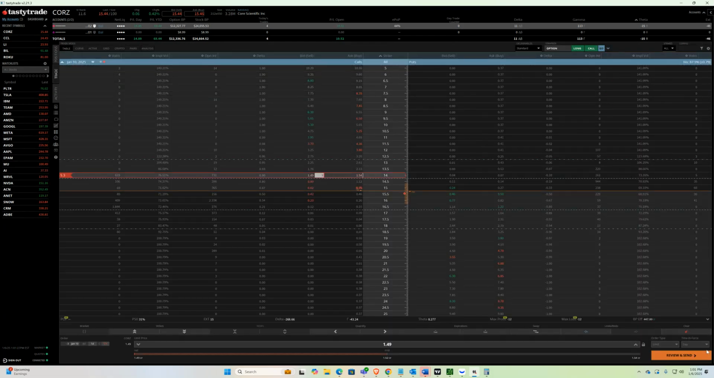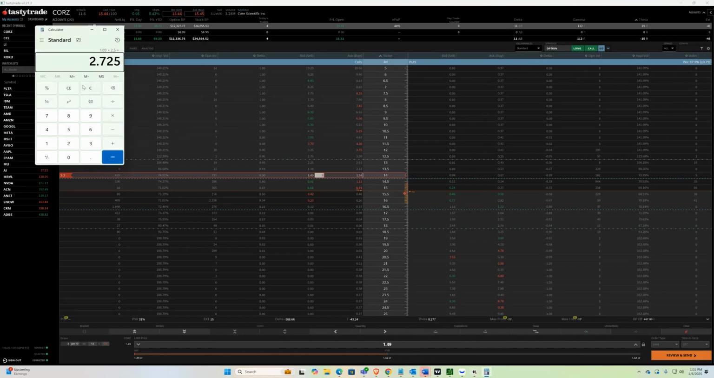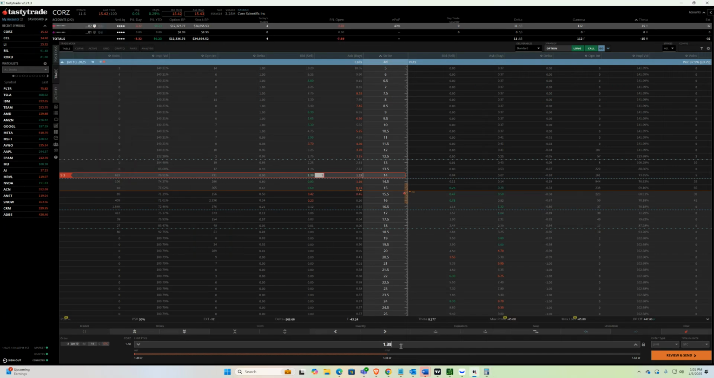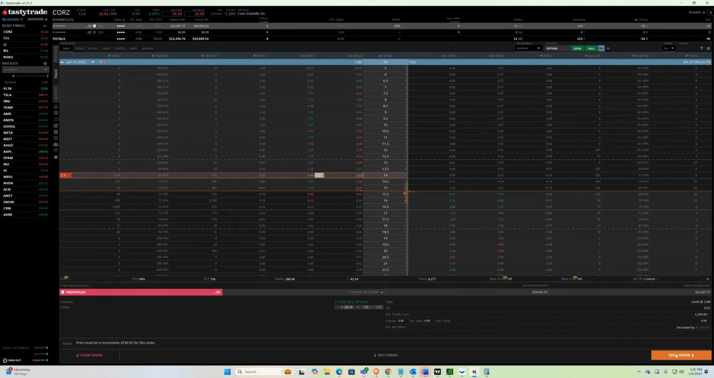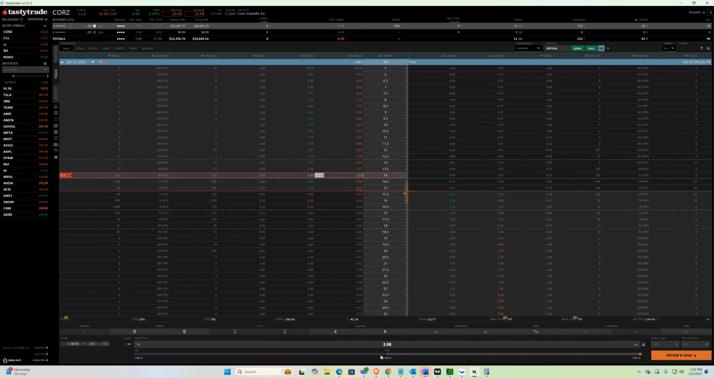Hit limit. So $1.55, bring out your calculator. $1.55 times 2.5 is $3.87. So you would want this to go to $3.88 to capture the full move. Or if you want, you can always undercut it a little bit. That's your choice. But I would say good to cancel, limit $3.88. Oh, error code. Something I did wrong there. Limit, good to cancel, sell to close.